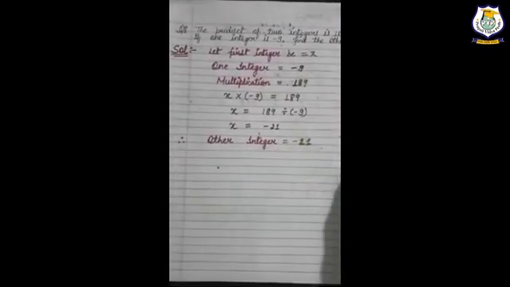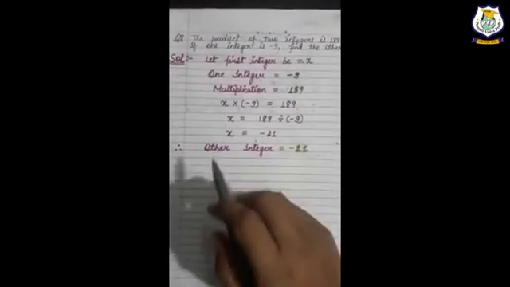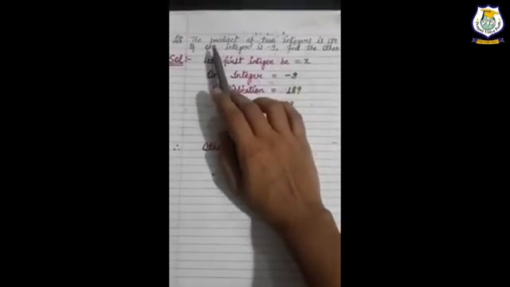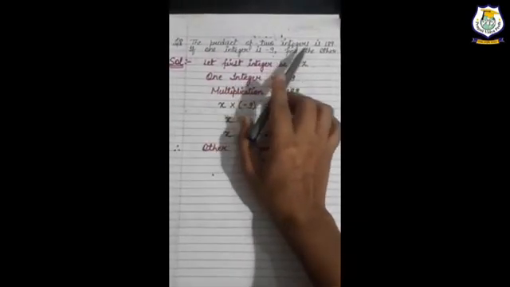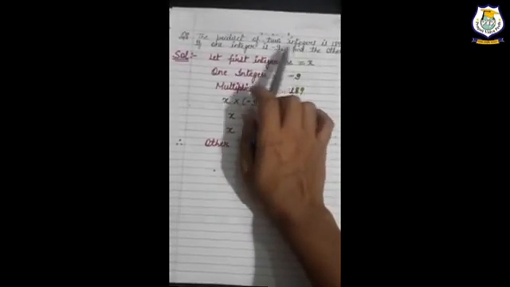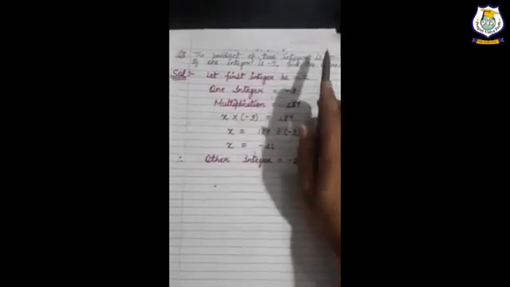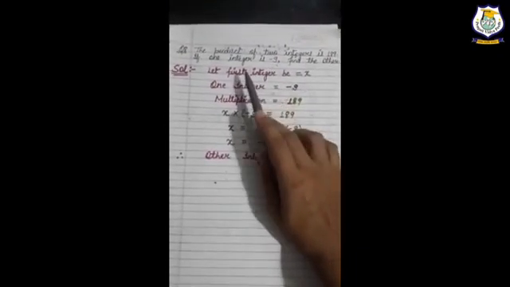Now here I have taken one word problem that is related to the addition, multiplication or division of integers. The question is, the product of two integers is 189. If one integer is minus 9, then find the other. So here they have given one integer, minus 9, and the product, 189. We have to find out the other integer.